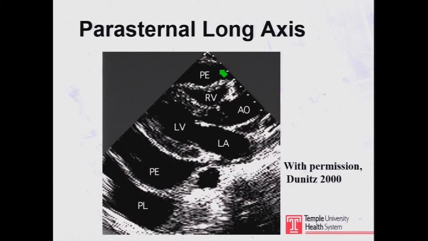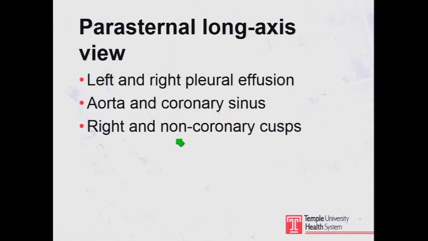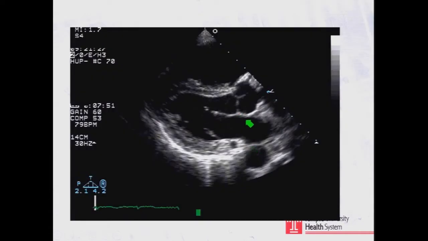And you can see in this patient, they have a pericardial effusion anteriorly, so it's a circumferential pericardial effusion, and a little diastolic RV collapse by the timing of the mitral valve. So in the parasternal long axis view, you can see left and right pleural effusions, the aorta and the coronary sinus, and it's usually the right and non-coronary cusps of the aortic valve.